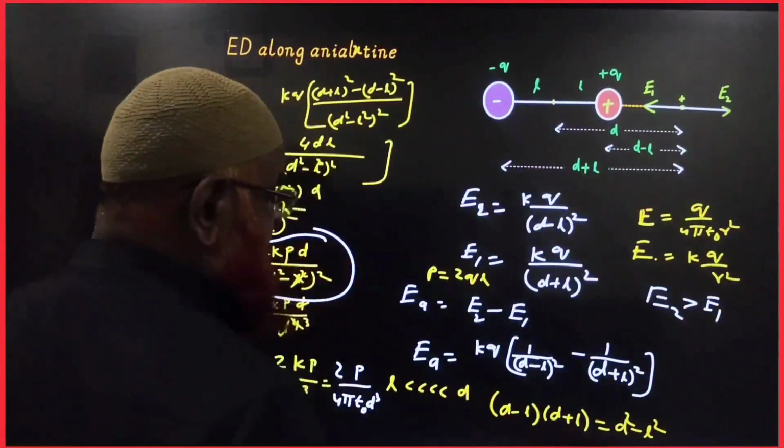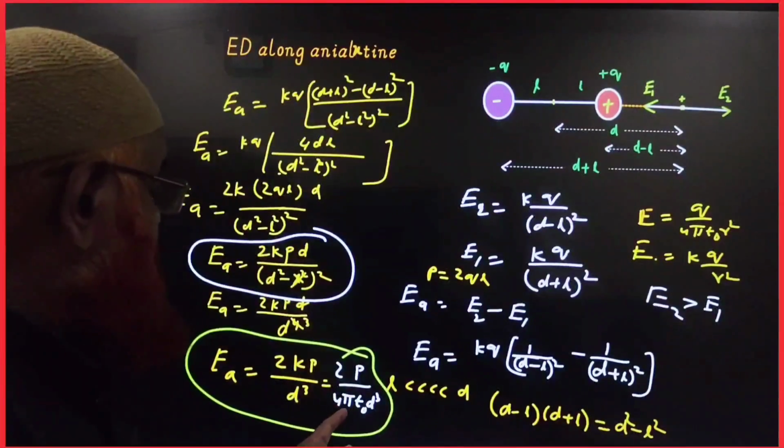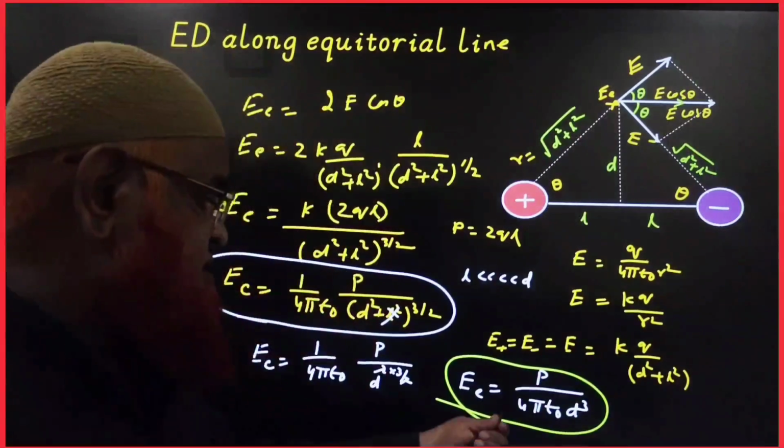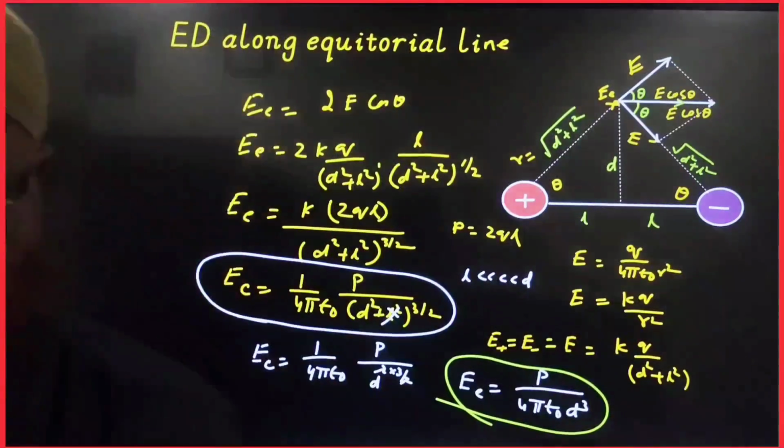As we got, E along the axial line is 2P by 4 pi epsilon naught d cube, whereas along the equatorial line it is only P by 4 pi epsilon naught d cube. That's it. So this is going to be the result along the equatorial line.